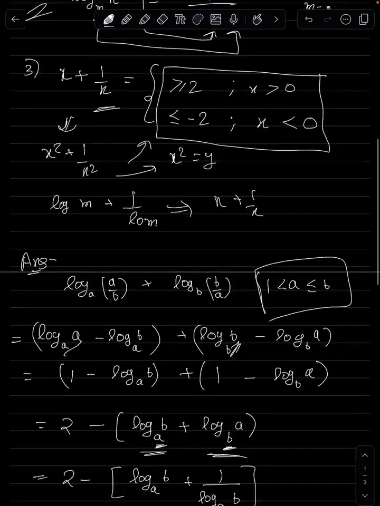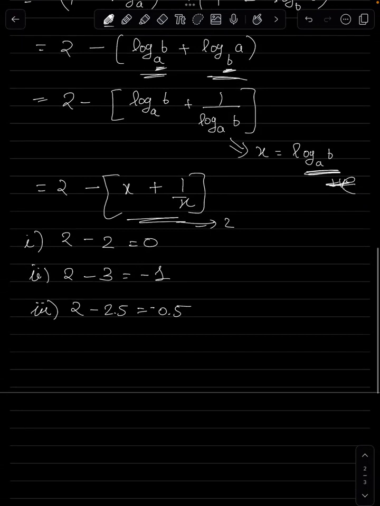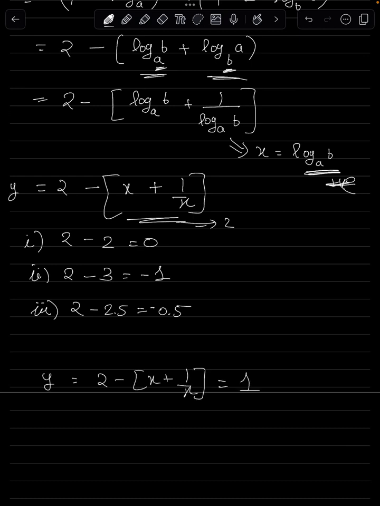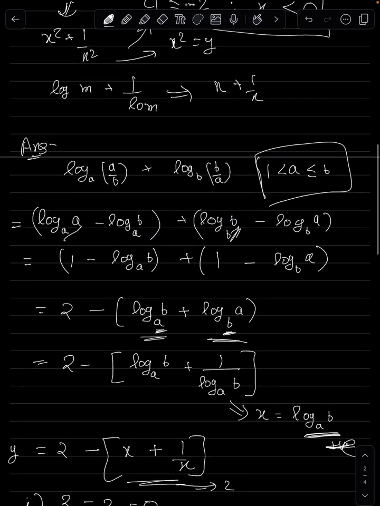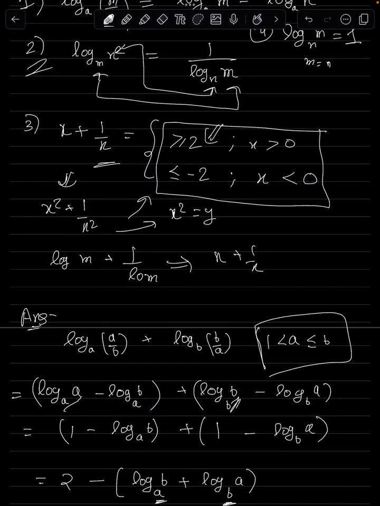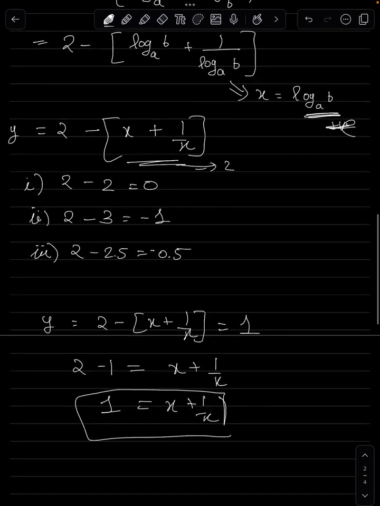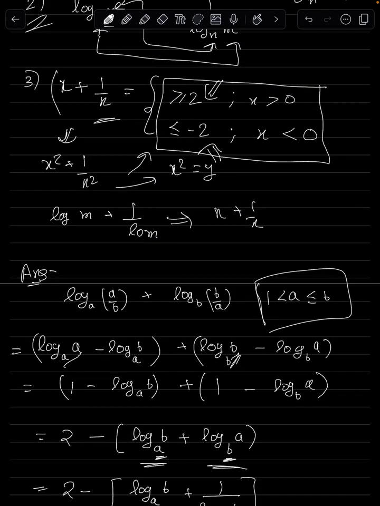But let's further verify. For this value to be 1, y is equal to 2 minus x plus 1 by x equals 1, that means 2 minus 1 is equal to x plus 1 by x, and that is 1, which is not possible because we have already established that this value is greater than or equal to 2 or less than or equal to minus 2. So it cannot be 1. This can be solved, so we will do this in a separate video.